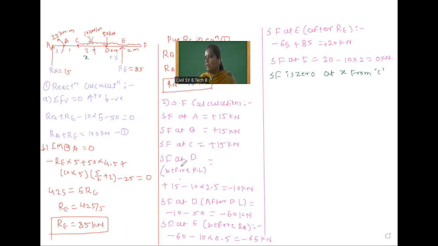So our equation is plus 15 minus 10 into X, which is equal to 0. So 15 is equal to 10X. So X is equal to 15 divided by 10. So X is equal to 1.5 meter, but from which point? From C. And suppose I want this distance from D, then how will I calculate? X is equal to how much from D?